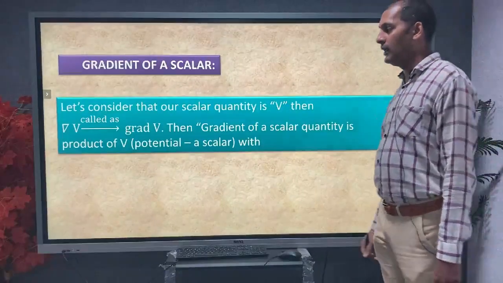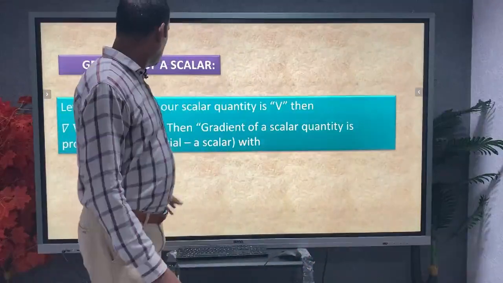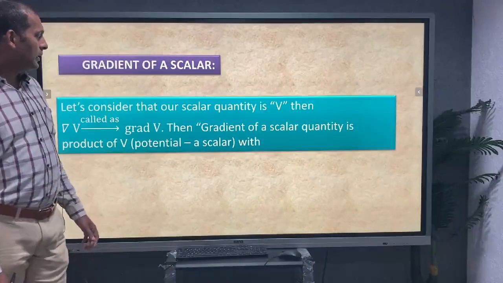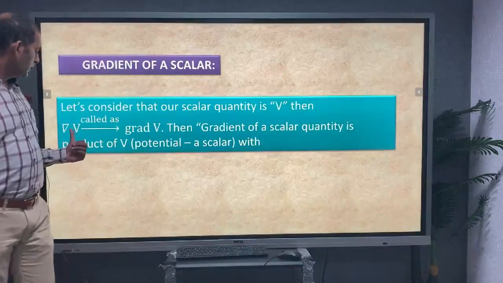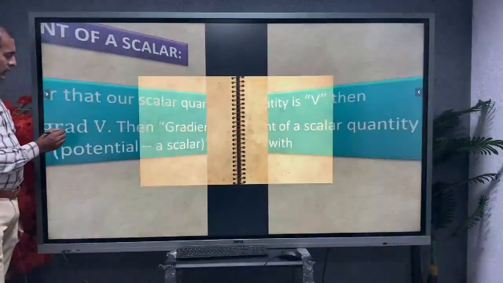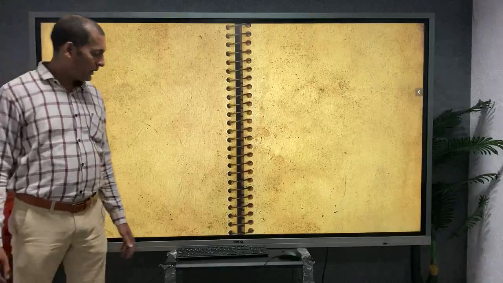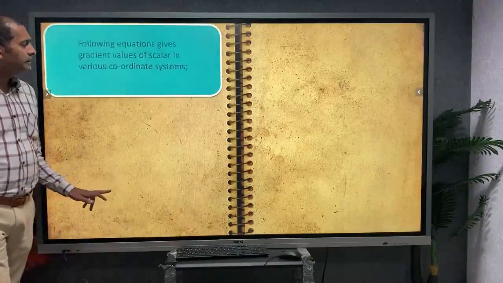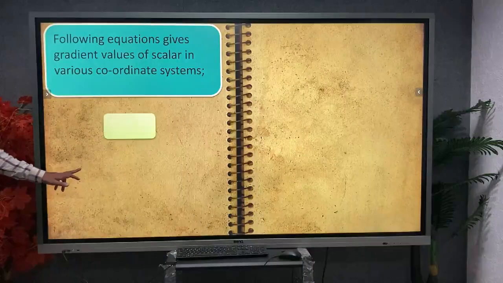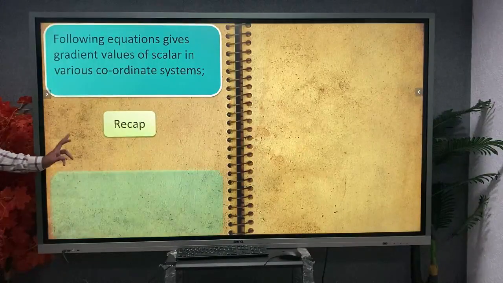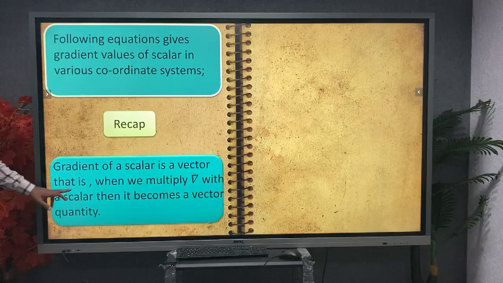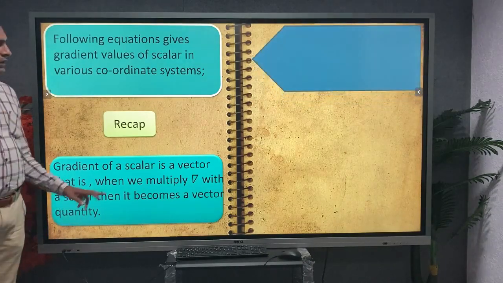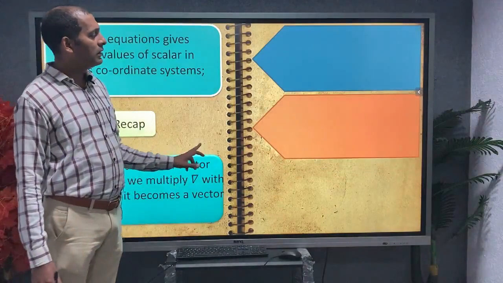Then gradient of a scalar. So let us explore it. Let us consider our quantity is a scalar, say voltage V. Then del V is termed as the gradient of voltage. Now the following equation gives the gradient values of a scalar, like we have seen for the voltage. Gradient of a scalar is a vector, that is, when we multiply del with a scalar, then it becomes a vector quantity. We have to remember it if we face some objective type question.